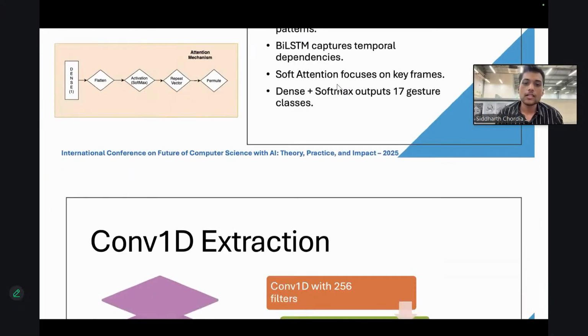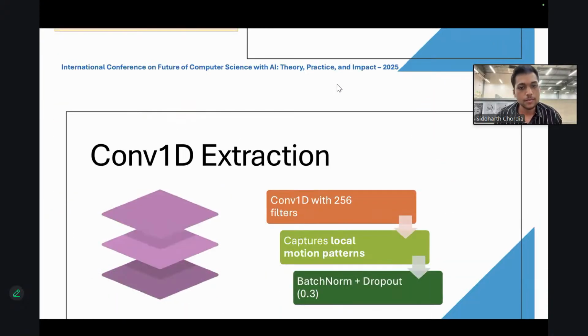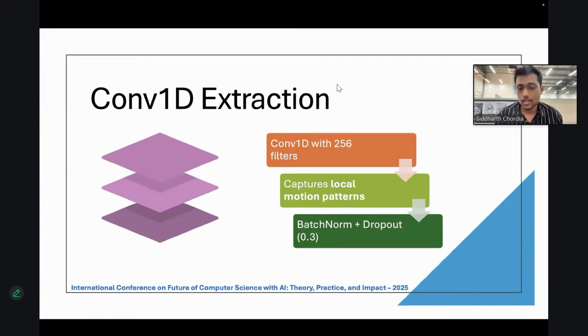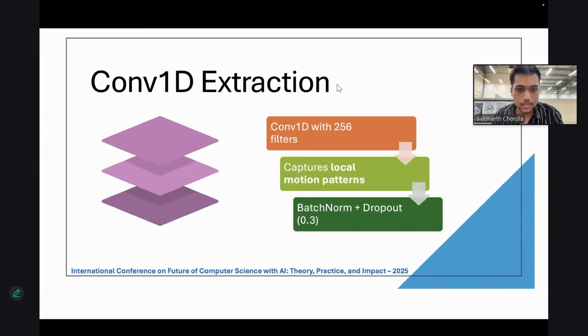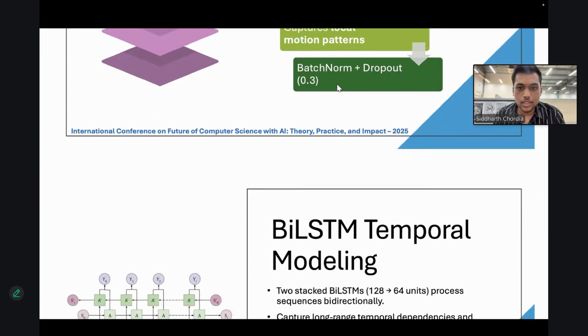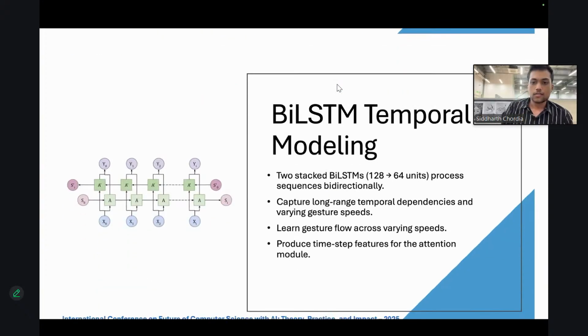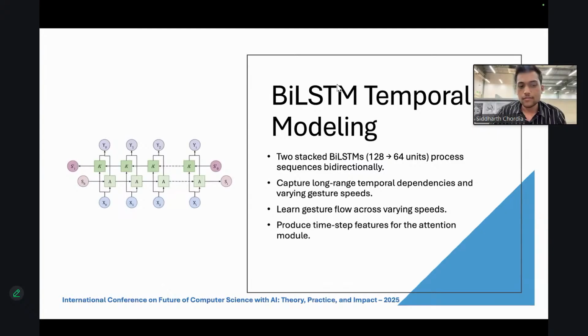The convolutional layers with 256 filters capture all the local patterns, like the movement of the x, y, z variables, and it is normalized, and dropouts are added for preventing overfitting. The bidirectional modeling is there for capturing the temporal dependencies, so that with varying speeds and varying lighting conditions the model can predict accurately.